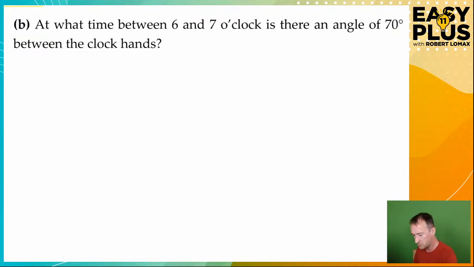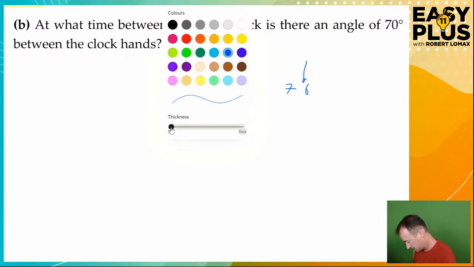Okay, we're looking at a time between 6 and 7 o'clock. So between 6 and 7 o'clock, the hour hand is going to be pointing somewhere down here. And we know that we want, in fact, I won't do this here, I'll keep it well out of the way so I can do my working down there. We know that the hour hand is going to be pointing somewhere down here, because we know that 6 is here, we know that 7 is here. I've got my tiny pen again, let's make that bigger.